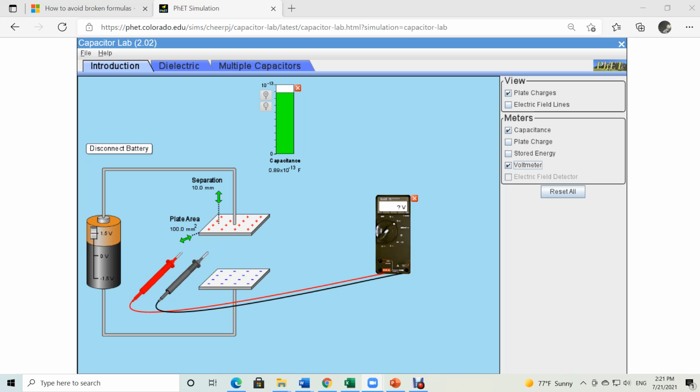Let's see if we got it now. Just the mere fact that I'm touching the terminal with my fingers, it's possible that I'm discharging it as well. Okay, now I see 5.1 volts. Let me see if I can show that.